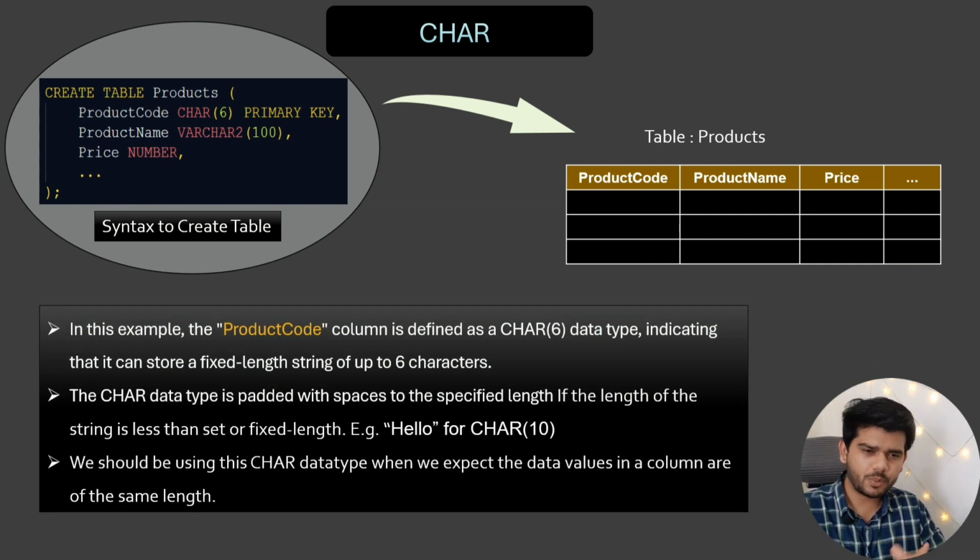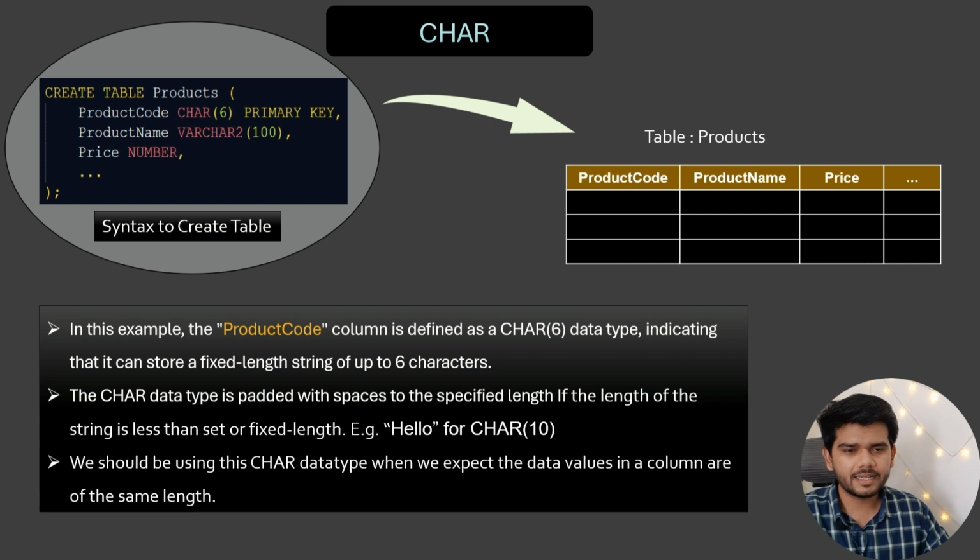In this example, the product code column is defined as a char(6) data type, indicating that it can store a fixed length string of up to 6 characters. The char data type is padded with spaces to the specified length if the length of the string is less than the fixed length. For example, if you define a char(10) column and insert the string hello into it, it will be stored as hello with 5 spaces added to fill the remaining 5 characters. That means 5 spaces will be added at the end of the string to fill that particular length.